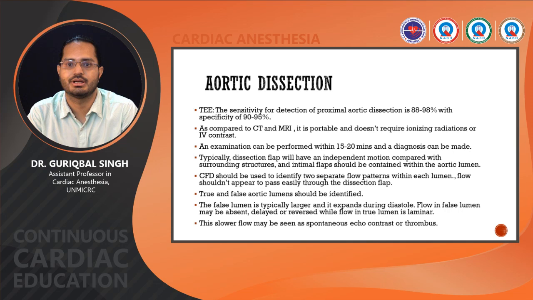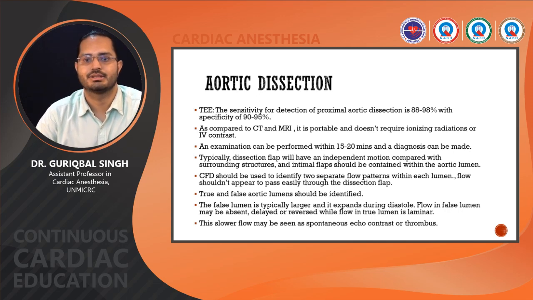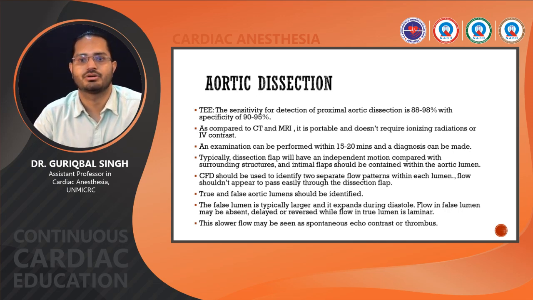The false lumen is typically larger and it expands during diastole. Flow in the false lumen may be absent, delayed, or reverse, while flow in the true lumen is laminar. The slower flow may be seen as spontaneous echo contrast or thrombus.